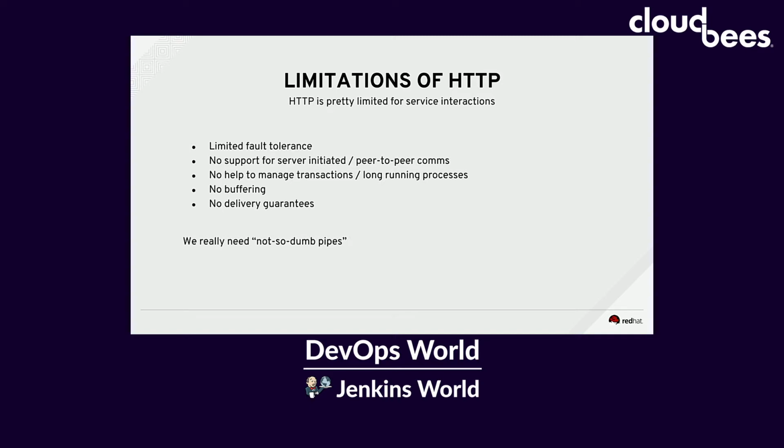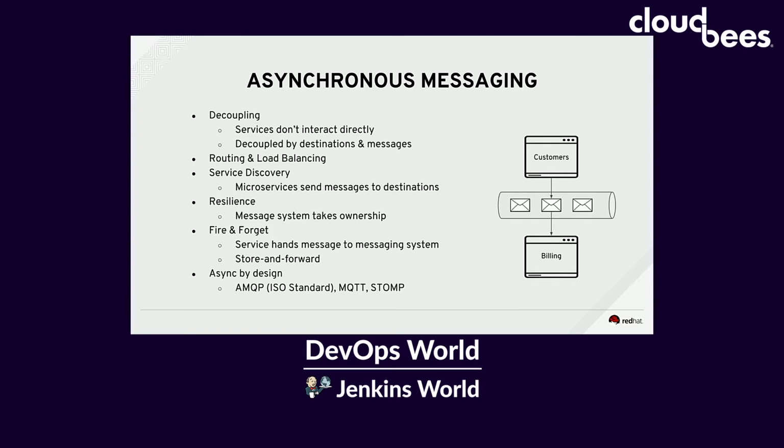So when you move to an application that needs this, HTTP and REST are going to fail you. You've probably heard the phrase "smart endpoints and dumb pipes," a mantra that's been repeated a couple of times in the cloud-native world. What we really need is smart endpoints and not-so-dumb pipes, to give us more flexibility and power in the messages that are now flowing across our network.